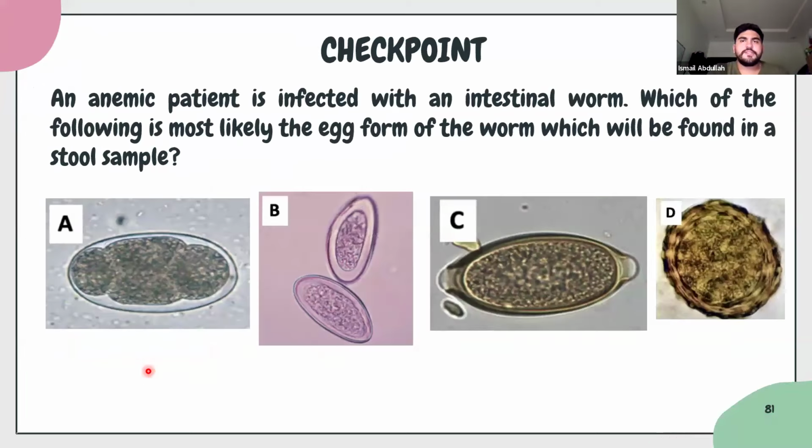But let's solve some questions. We have an anemic patient infected with an intestinal worm. Which of the following is most likely the egg form of the worm which will be found in a stool sample? Look, it can be A and C, because hookworm also causes anemia and at the same time Trichuris also can cause anemia. It told you it's an anemic patient, so yes, it could be both A and C.